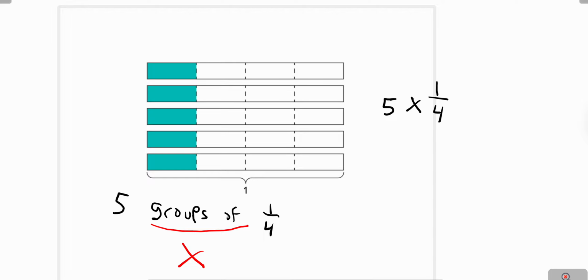So how do we multiply that? Well, you can see from the diagram that each part is 1/4, 1/4, 1/4, 1/4, 1/4, and you have 5 of those. So you have in total 1, 2, 3, 4, 5. You have 5/4.